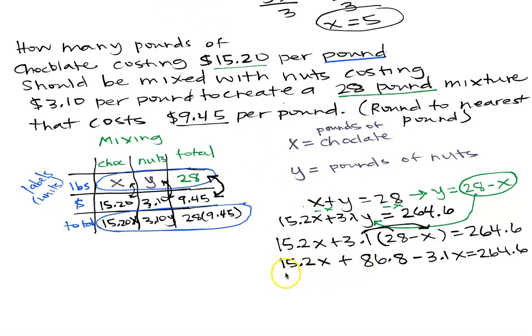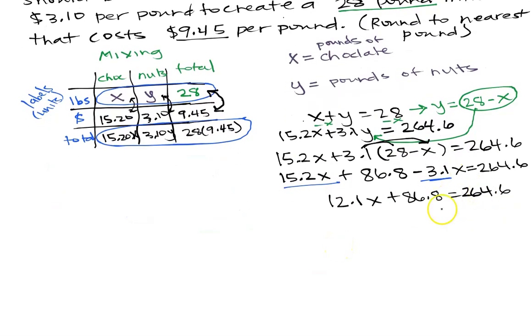All right, I can see I've got 15.2x and a negative 3.1x that I need to get together. So what's 15.2 minus 3.1? It's 12.1. Yep. So 12.1x plus 86.8 equals 264.6. Now let's subtract that 86.8 over.